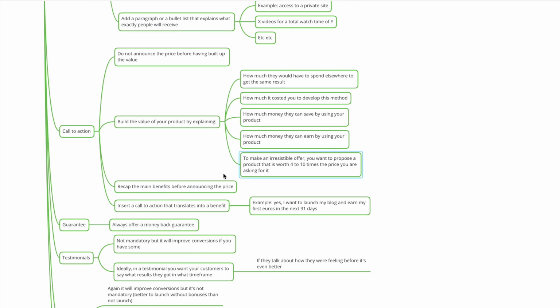So you can recap the main benefits before announcing the price. And a small trick is to insert a call to action that translates into a benefit. So it could be like a button, and on it it's written, yes, I want to launch my blog and earn my first euros in the next 31 days. It's kind of irresistible because that's what many people want. So, yes, I want to learn how to grow tomatoes on my balcony all year long, no matter what.